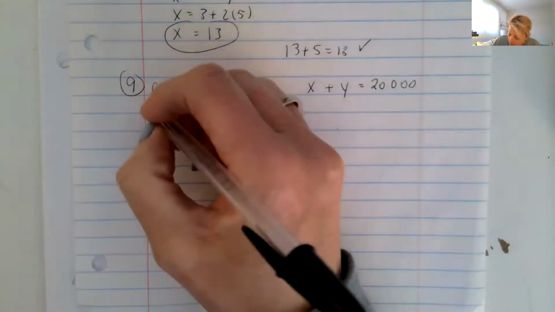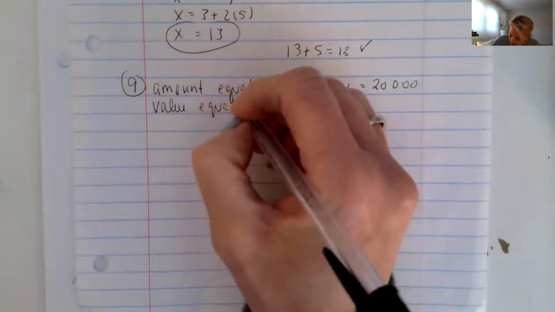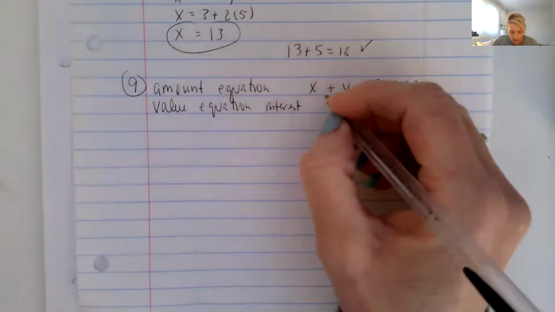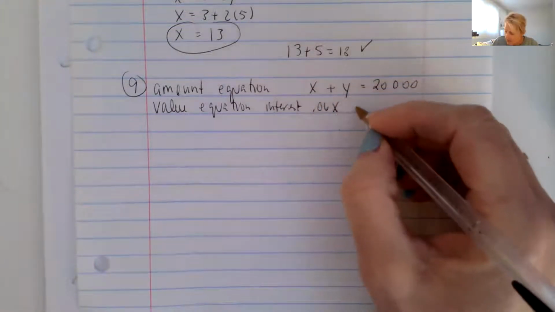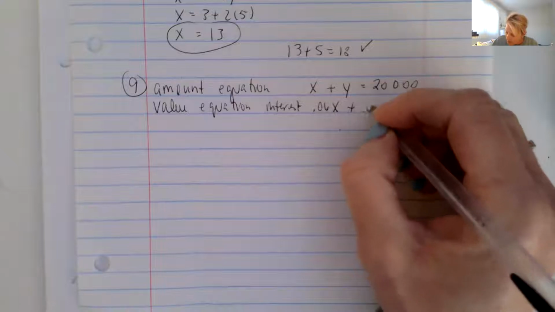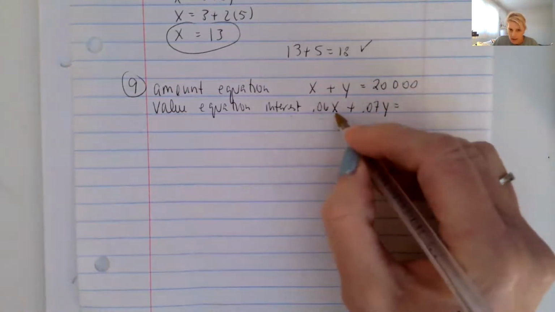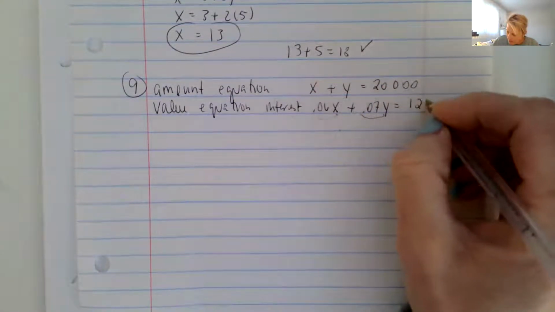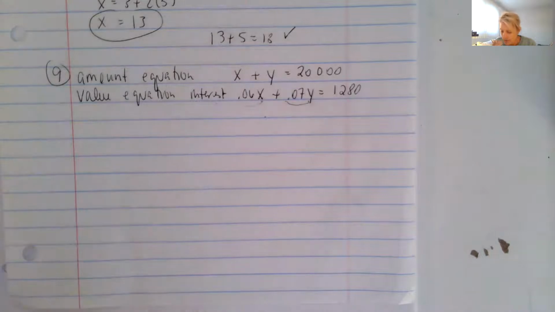And then the value equation in this case is the interest that he earned, right? And interest is earned by taking 6%, 0.06 times the amount he invested for X plus the 7%, so 0.07 times the amount he invested for Y. And when you get the interest at X and the interest at Y and you add it, we know that it makes $1,280. Now we have a system of equations, X and Y, and we can solve from there.